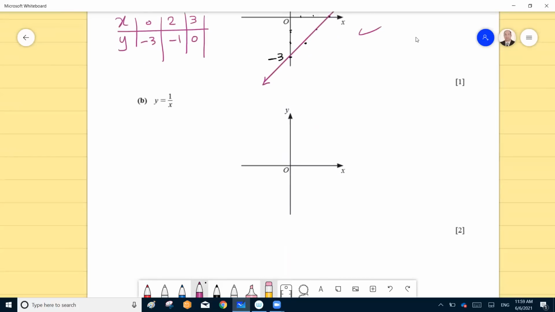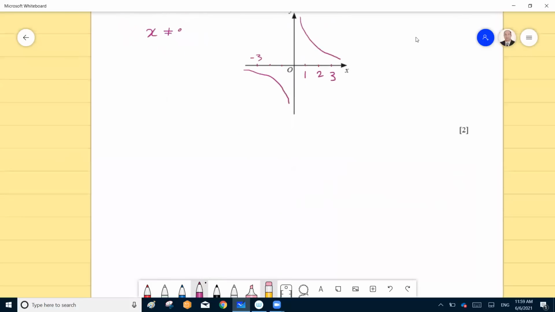Y equals 1 over x. This function is defined for every x except 0. 1 over 0 is undefined. Usually you can take values to the right of 0 like 1, 2, 3, and the values to the left will be -1, -2, -3 also, and you will get two curves like this. A curve in the first quadrant and a similar one in the third quadrant. This is the 1 over x. It's pretty easy. You can solve it.